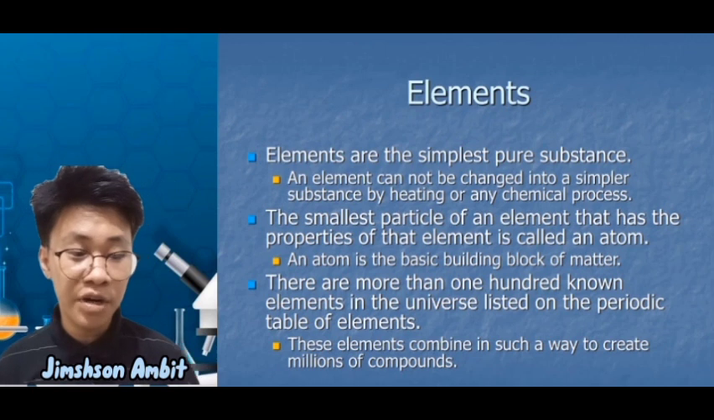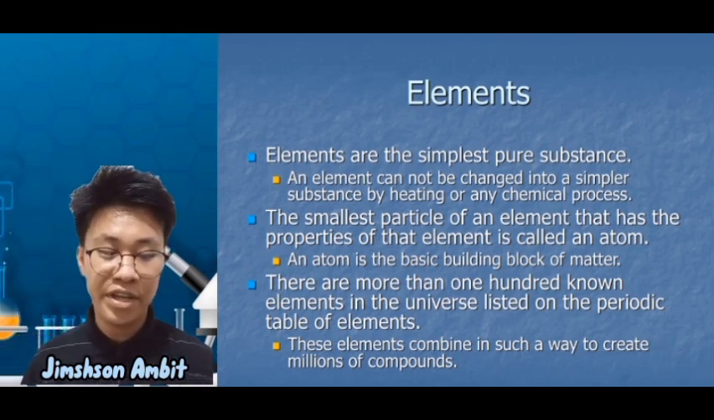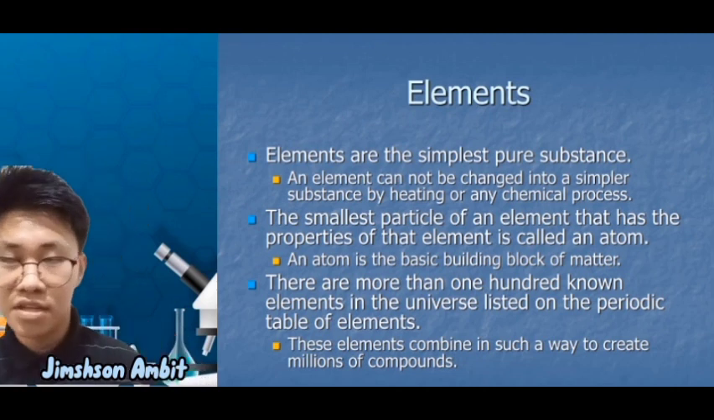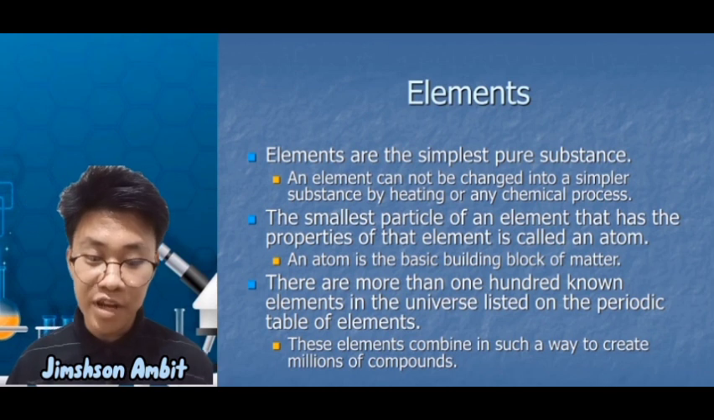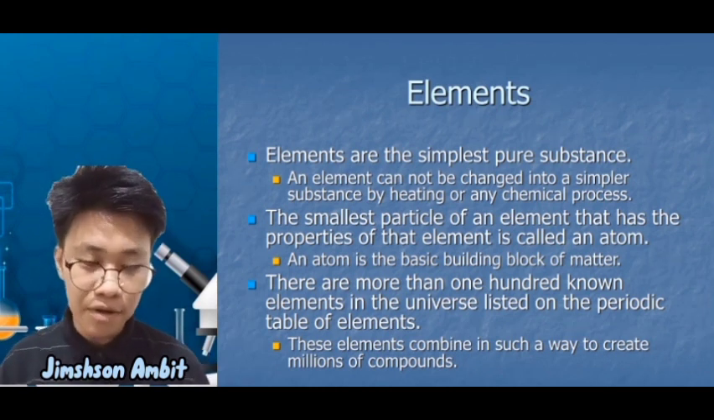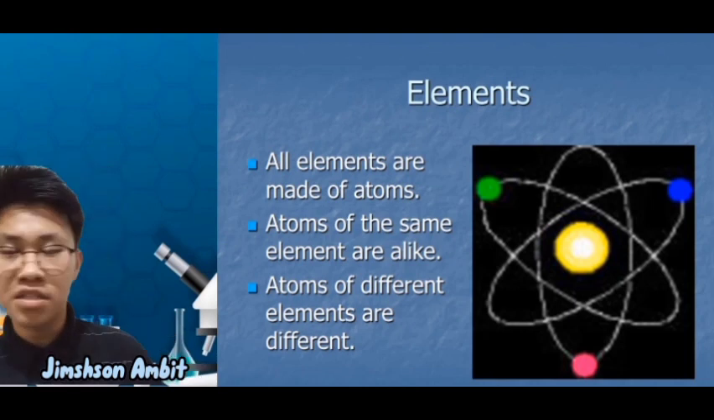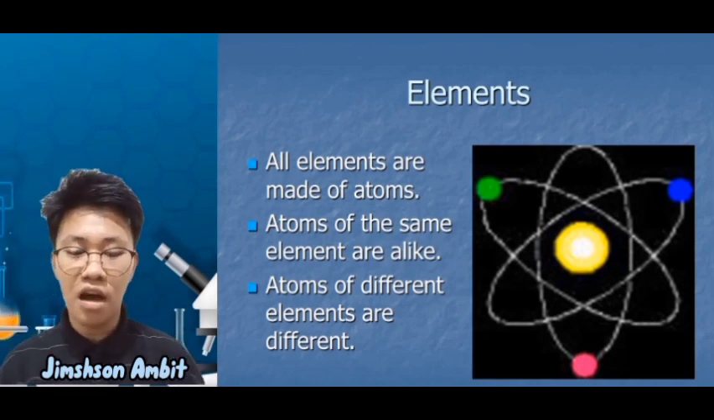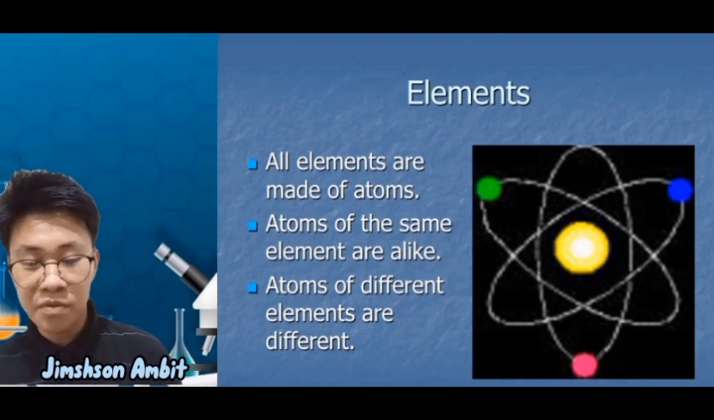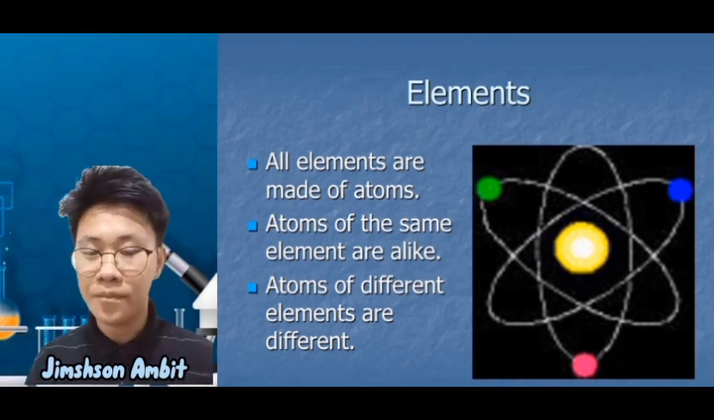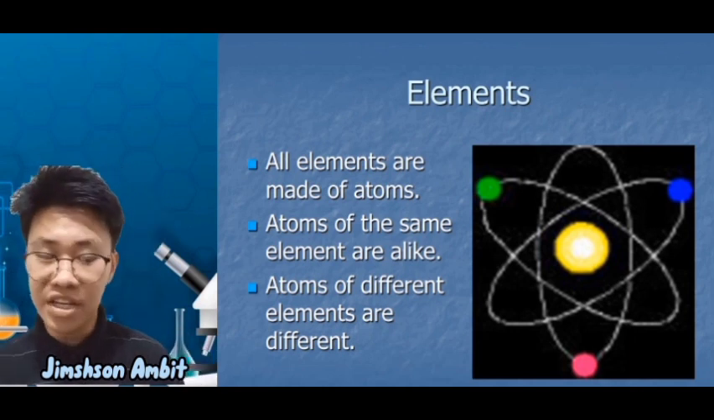There are more than 100 known elements in the universe, listed in the periodic table of elements. Those elements combine in different ways to create millions of compounds. All elements are made of atoms. Remember that. Atoms of the same element are alike, and atoms of different elements are different.